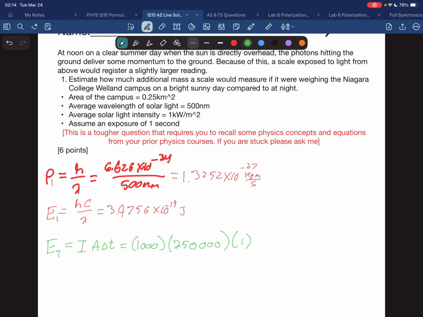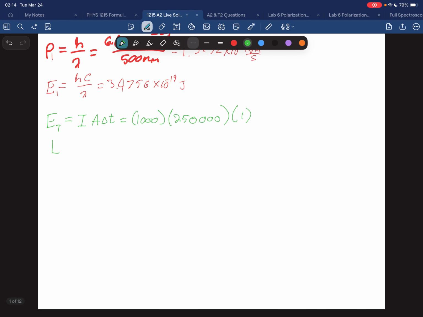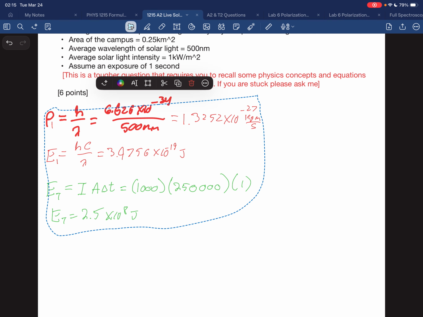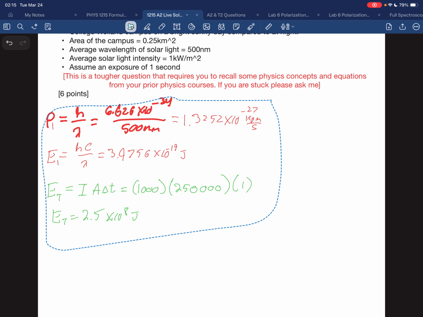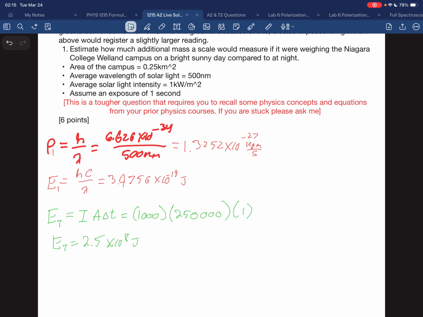So the area of the campus is 0.25 kilometers squared. So this is not just 250. This is 250,000 because it is meters squared. It is area. Punching this all in, you get 2.5 times 10 to the 8 joules of energy. Great. Moving on. And actually, I'm going to shrink this all down a bit. Never mind. We'll worry about that later. I caught just a little too much of that with it.